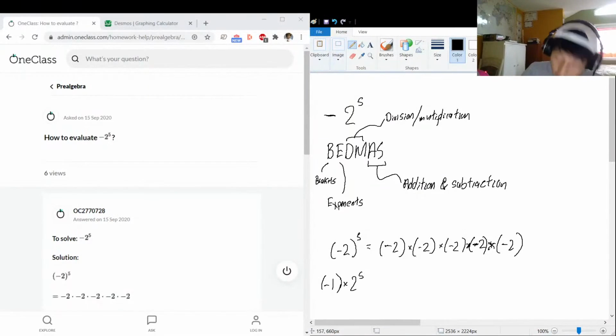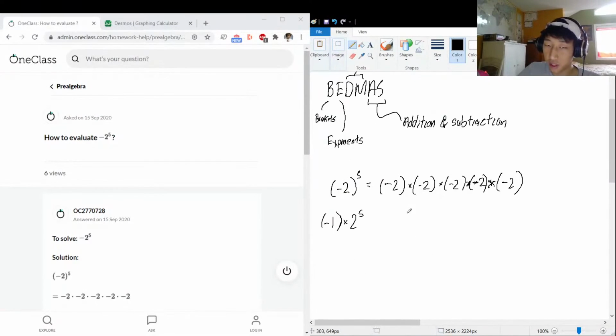Alright, what the top thing is saying is we could rewrite that as negative 1 multiplied by 2 to the power of 5. That's what essentially this thing is out here, the negative sign. What that means is that since we look at BEDMAS, exponents have to happen before you do the multiplication of the negative 1.